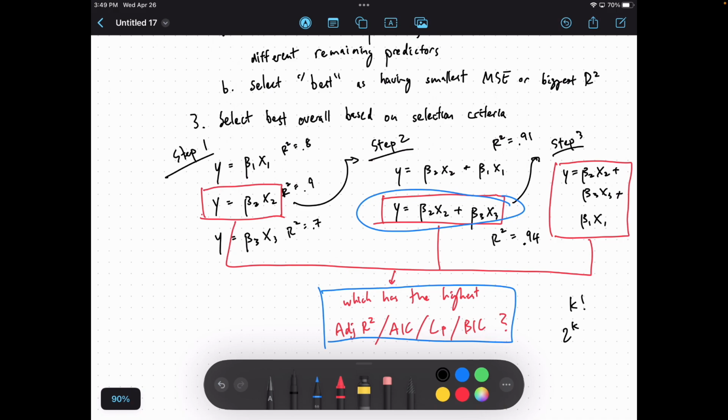Okay. Any questions about any of this stuff? Can this be applied to nonlinear models too? Yes, it can. We'll see examples of that actually. Okay, great.